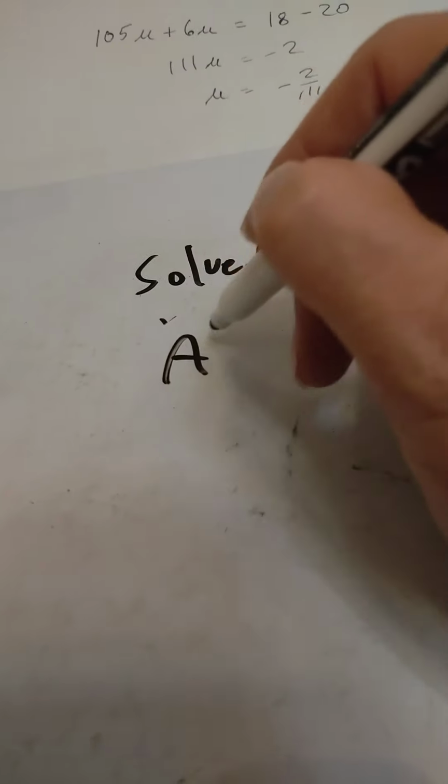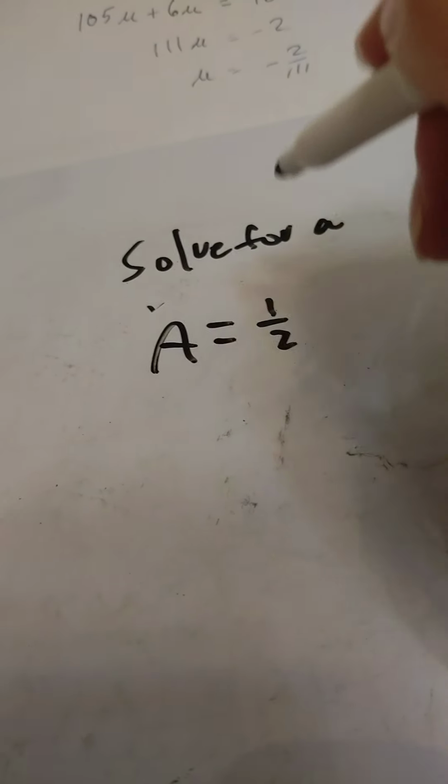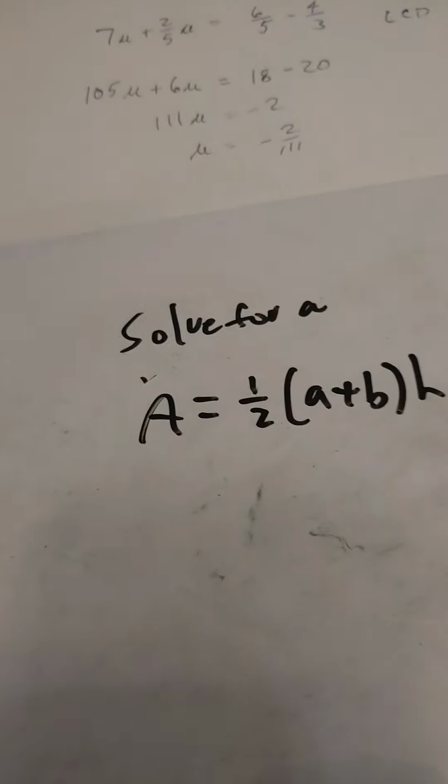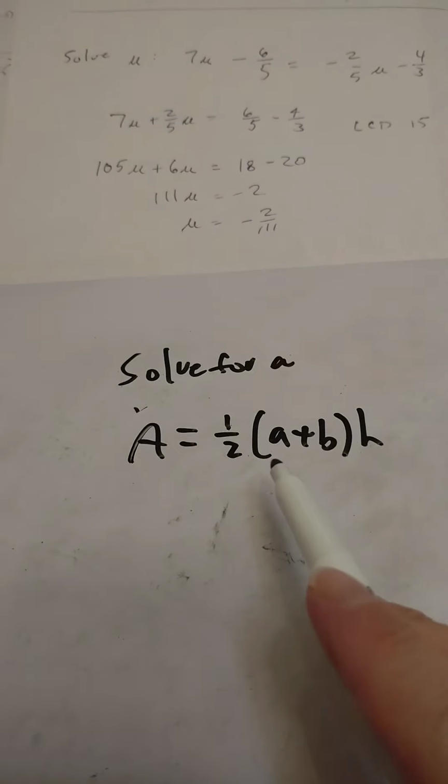Anyway, let's try another problem here. How about, let's say, solve for a again. Solve for a. And let's say we have this: a equals 1/2 times a plus b times h. Okay, so we want to solve for a.